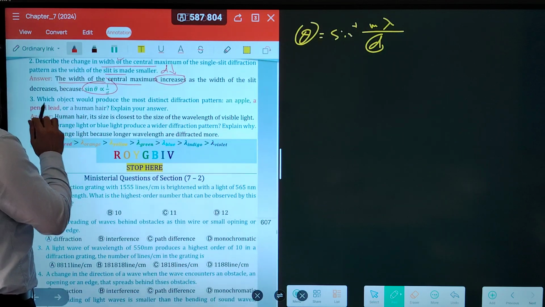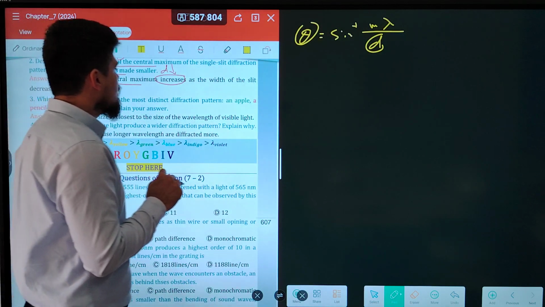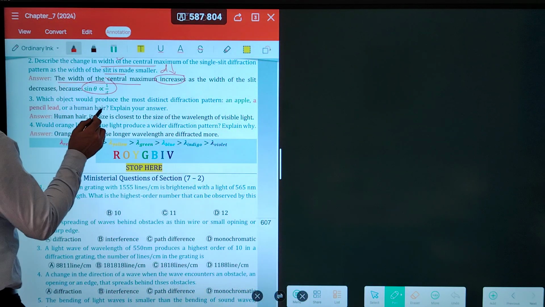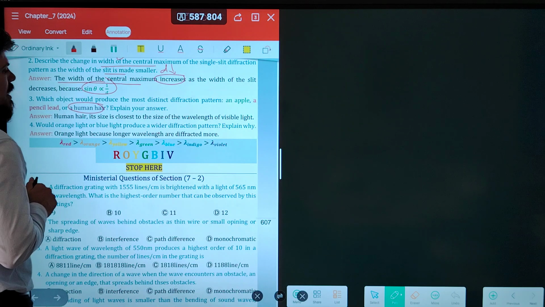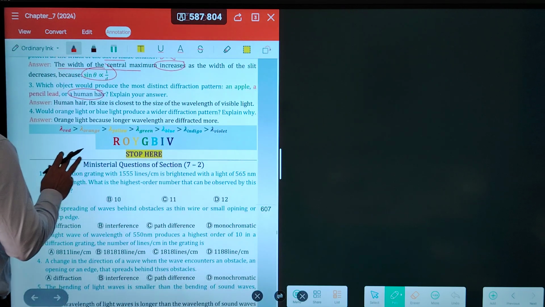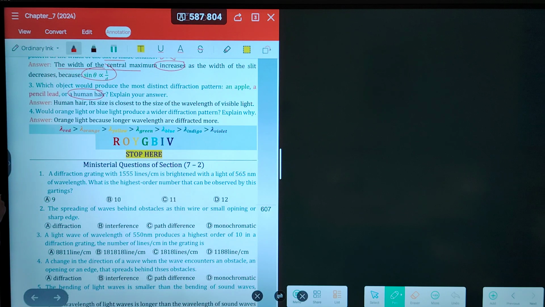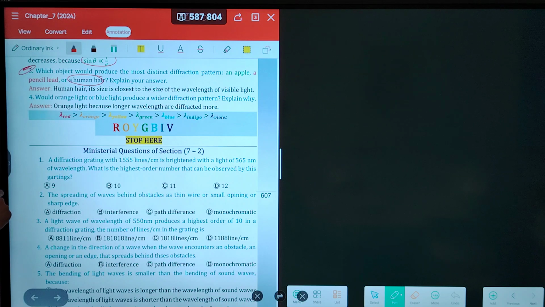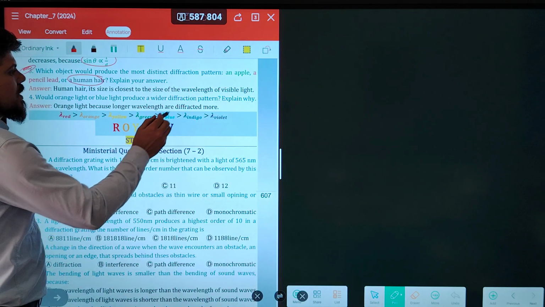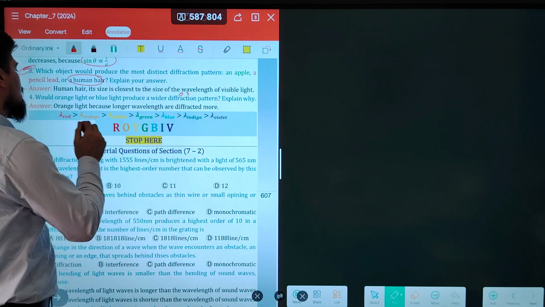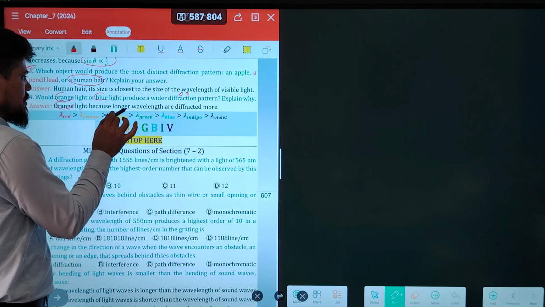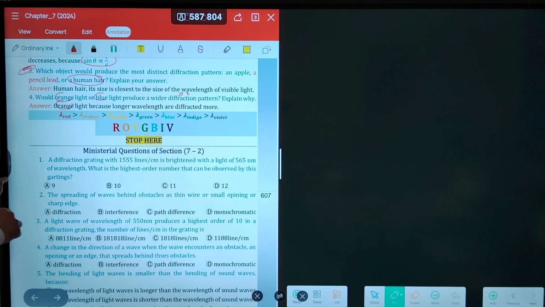Okay. Which object would produce the most distinct diffraction pattern? An apple, a pencil lead, or a human hair? Absolutely the human hair, because its size is close to the wavelength of visible light. As the object gets thinner and thinner, its diffraction becomes more and more. This is a tricky question, be careful. Question 4, would orange light or blue light produce a wider diffraction pattern, more theta? Absolutely the orange. Why? Because orange light has a longer wavelength, so more diffraction.